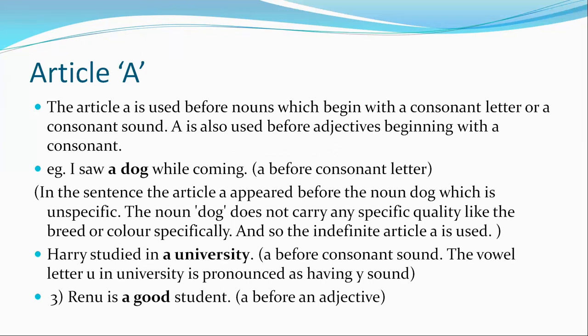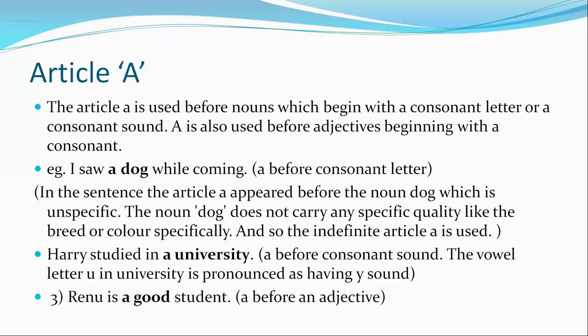The second reason is that the noun here, the dog, doesn't carry any specific quality. It doesn't exhibit any special qualities like its breed or its color or anything. It is generally a noun which doesn't exhibit any specific qualities. And so the non-specific article a is used before this non-specific noun dog.